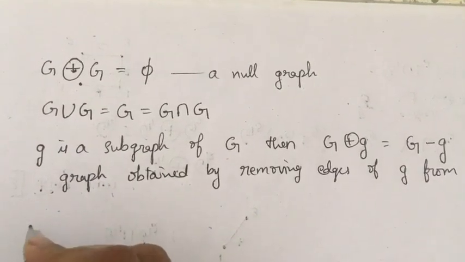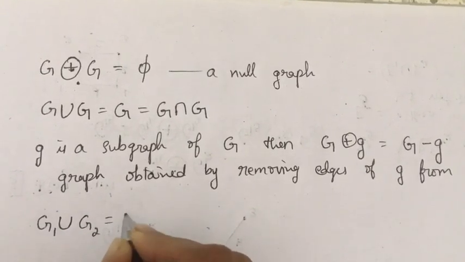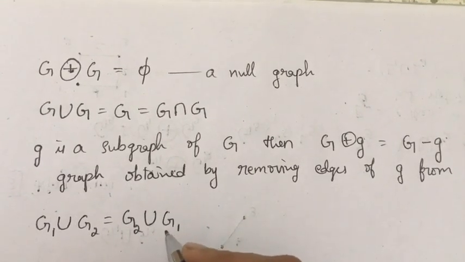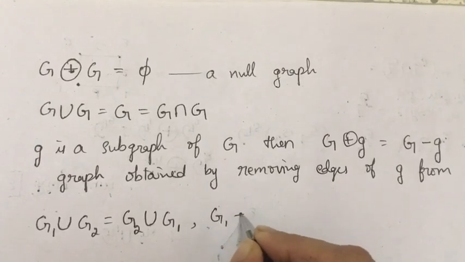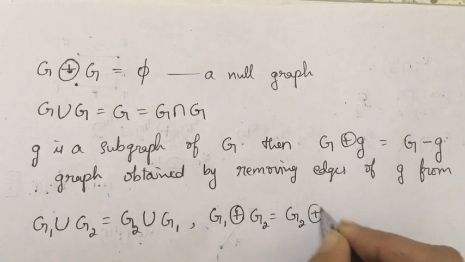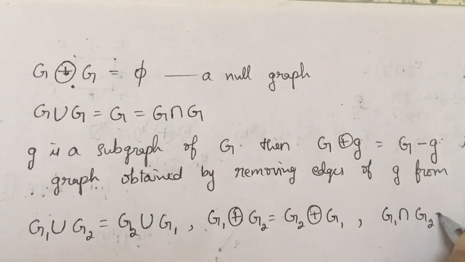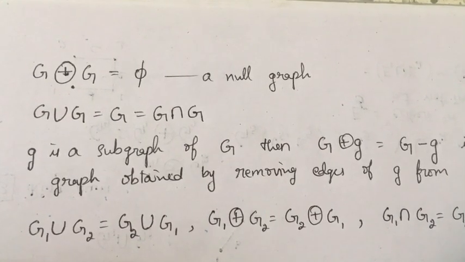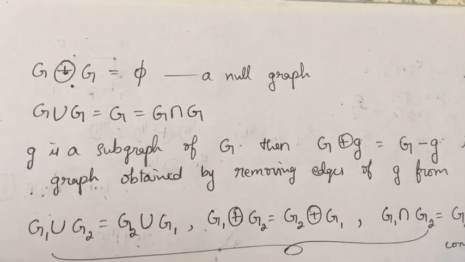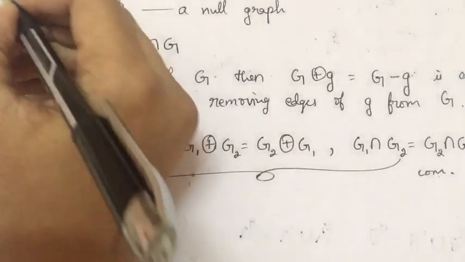If I have G1, G2, okay, then graph G1 union G2 is the same as G2 union G1, and even the ringsum also, G1 ringsum G2 is the same as G2 ringsum G1. Similarly, G1 intersection G2 is the same as G2 intersection G1. It means that they follow the commutative property. Okay, and one more thing to remember.